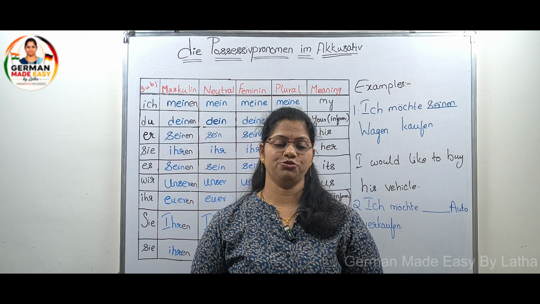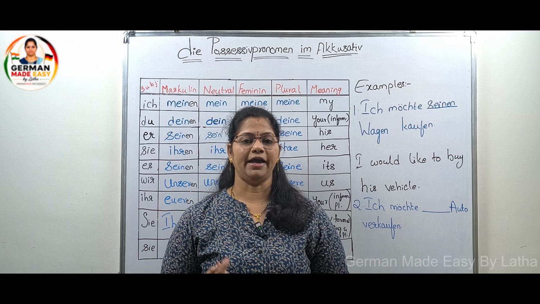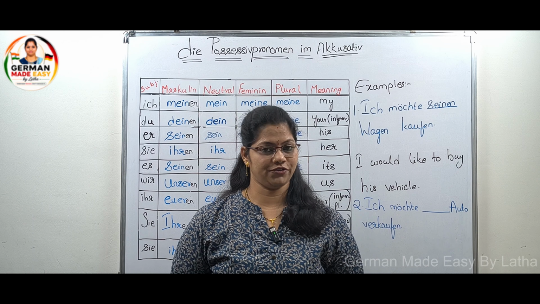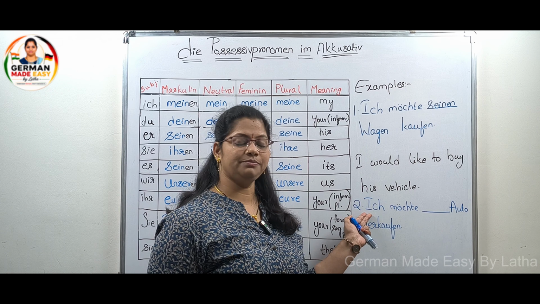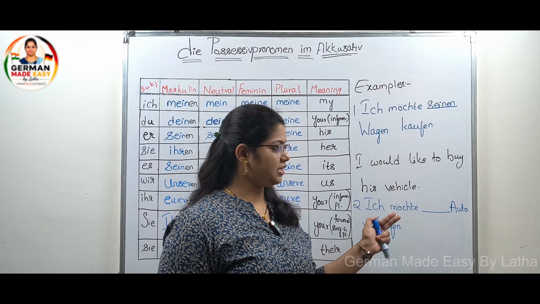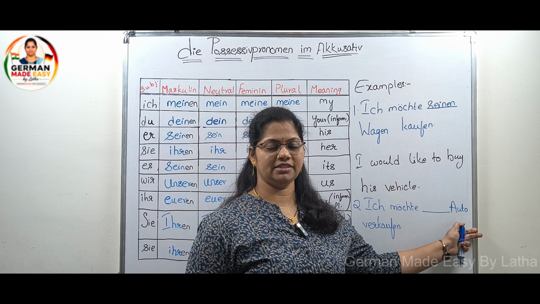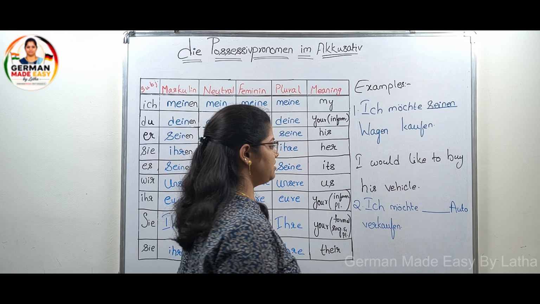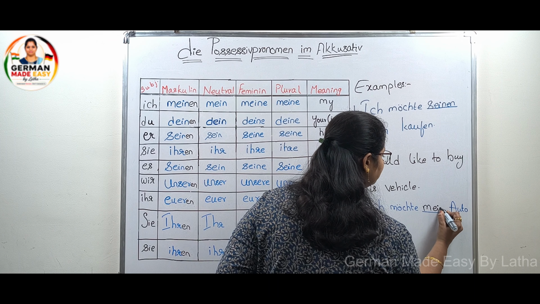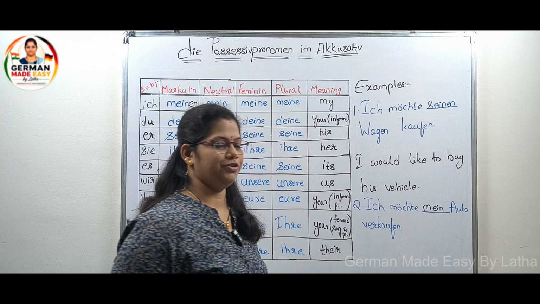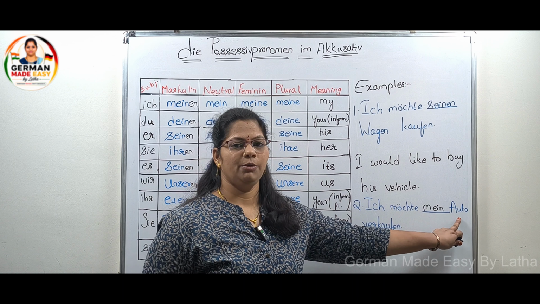If it is I would like to sell my car, I am the one who is willing to do the action of selling something. So Ich is the nominative case. What am I willing to sell is a car. Car is the accusative case. So my answer here will be Ich möchte mein Auto verkaufen. Why is it mein here?